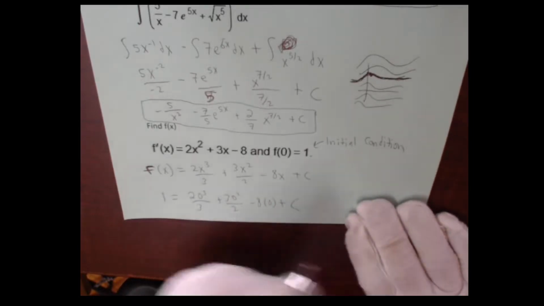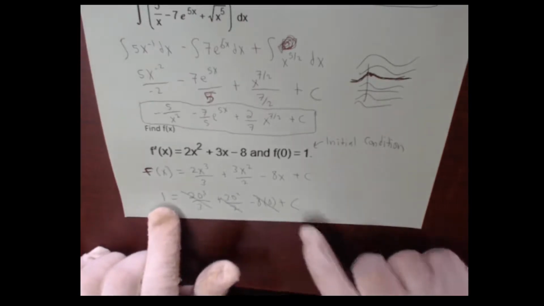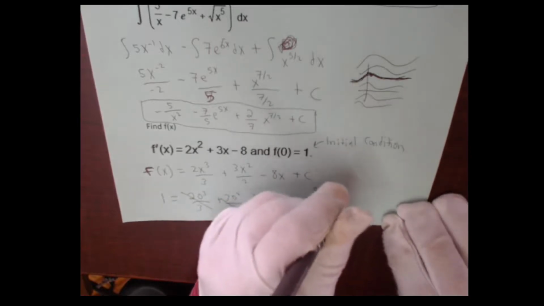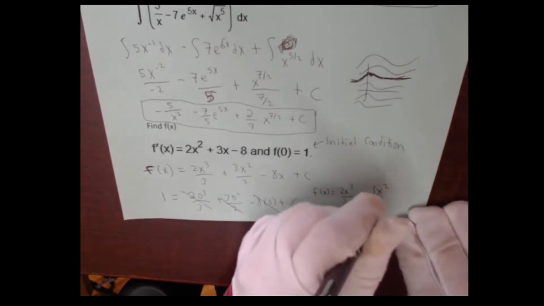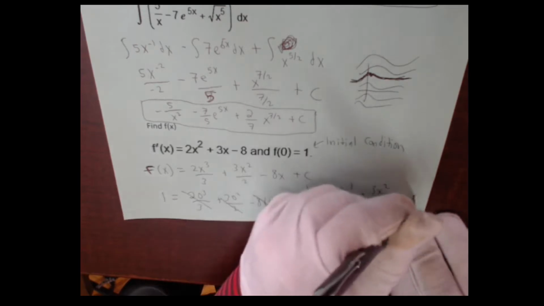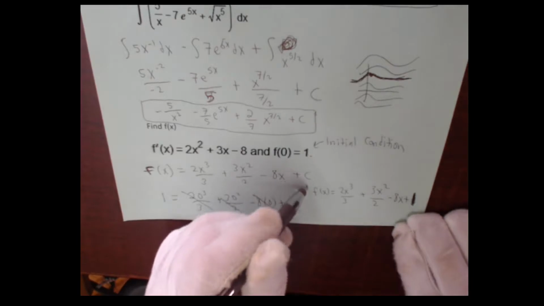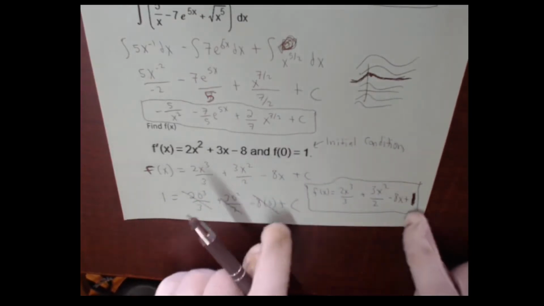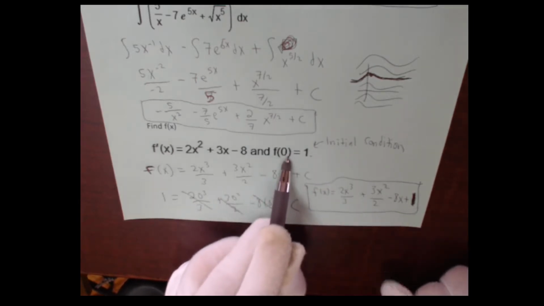Everywhere that I saw any x, I put in a 0, so you see that cancels everything, and that means that c is equal to 1. So that means our true equation is f of x is equal to 2x cubed over 3 plus 3x squared over 2 minus 8x plus c. I'm sorry, plus 1, because we figured out that with this initial condition, c is equal to 1. And that is our exact equation. It's only one equation. There's no c anymore. This is our exact answer for this initial condition.